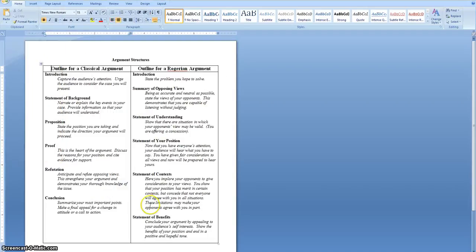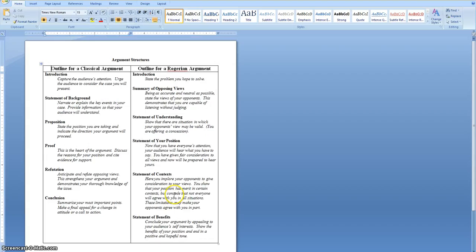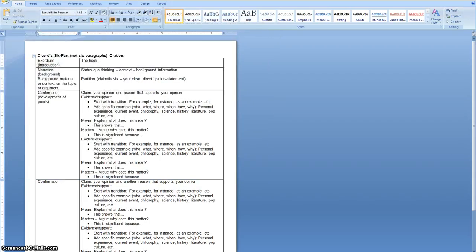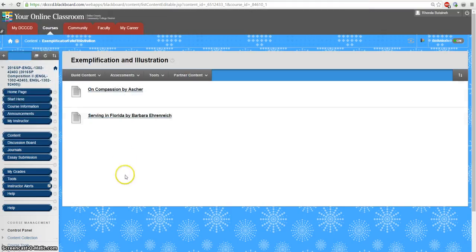I included this just in case. I don't know if we will use these different structures this semester, but I wanted you to see them. This is the classical argument, and this is a Rogerian argument, and down here is the Toulmin model. And so they all have the same elements, it's just organized differently. Okay, and then that's it on argument.